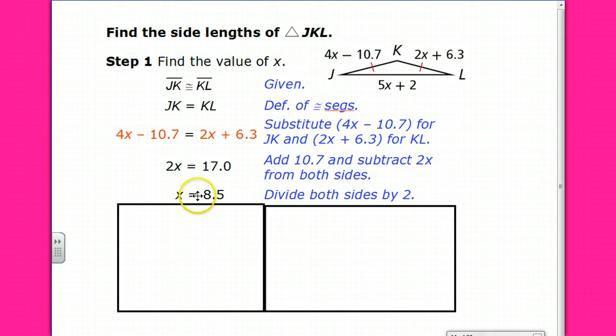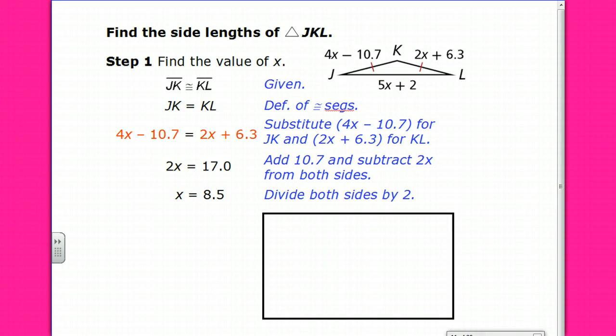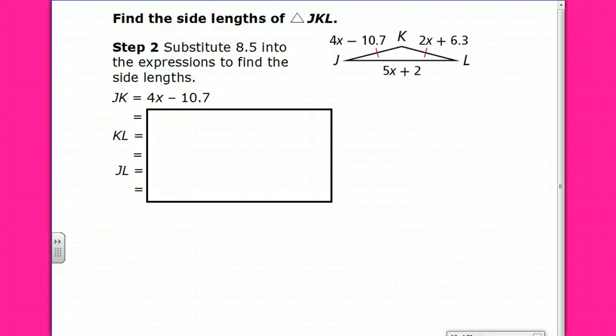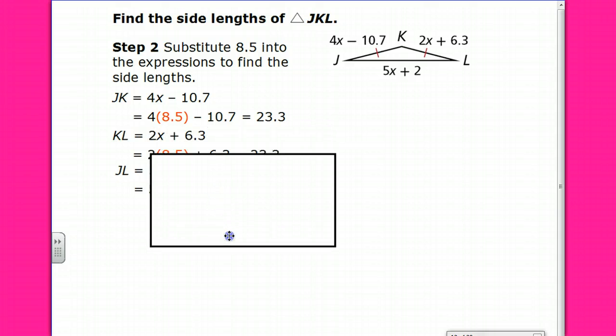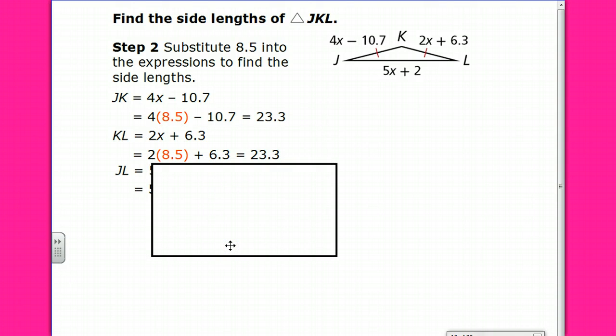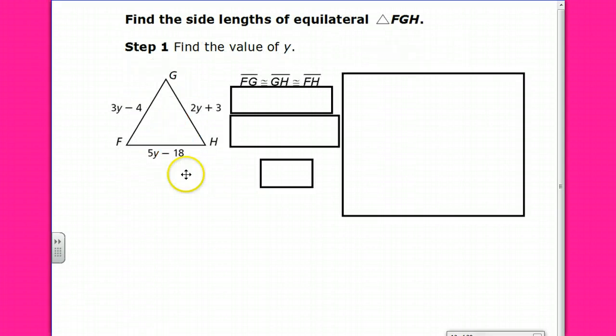And so now that we know that x is 8.5, we can use substitution to find the actual lengths of each side. So plug those in, and you should have JK equals 23.3. KL is also, of course, 23.3. And JL is 44.5.